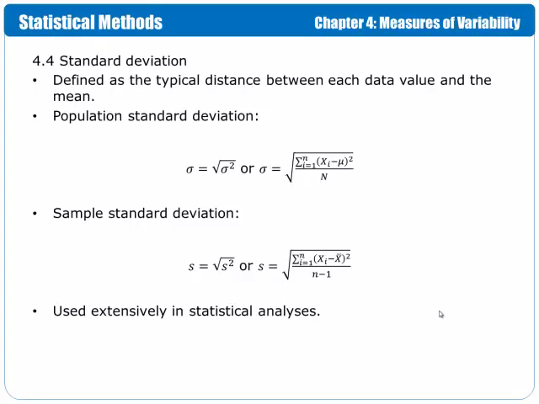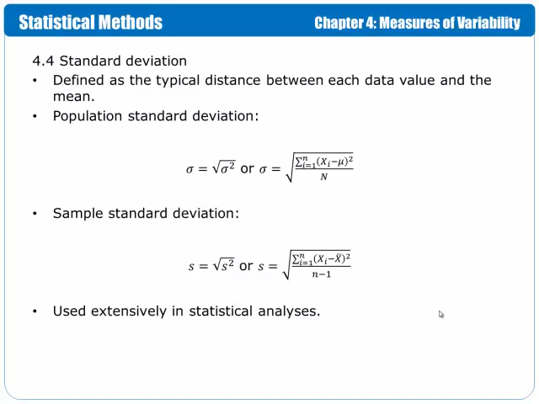The standard deviation is defined as the typical distance between each data value and the mean. The population standard deviation, represented by the lowercase letter sigma, can be found by simply taking the square root of the variance. So if you know the variance, you can take the square root of it to get the standard deviation. Conversely, if you know the standard deviation, you can square it to get the variance. The same is true for the sample standard deviation.